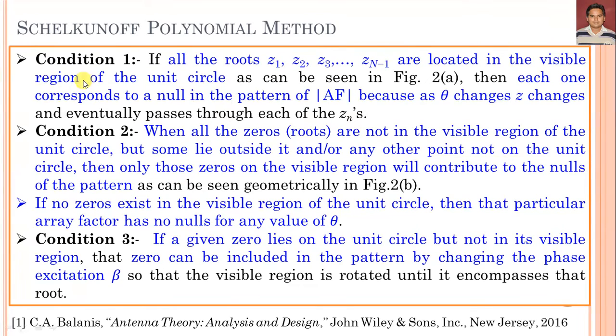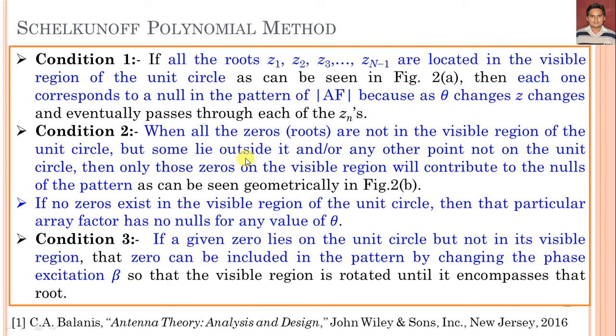And these are three important conditions that you can consider. In condition 1, if all the roots are located in the visible region of the unit circle, as can be seen, then each one corresponds to a null in the magnitude pattern of the array factor, because as theta changes, z changes and eventually passes through each of the zn, as we have discussed.